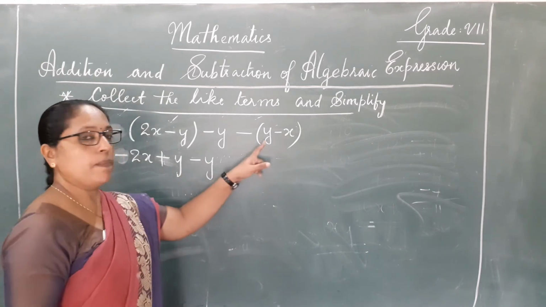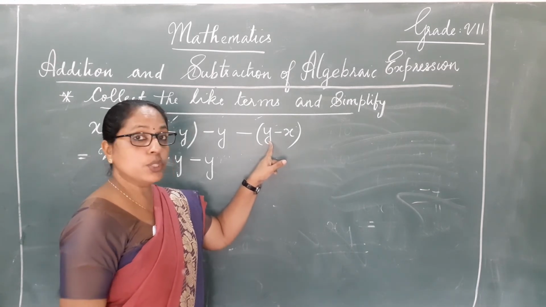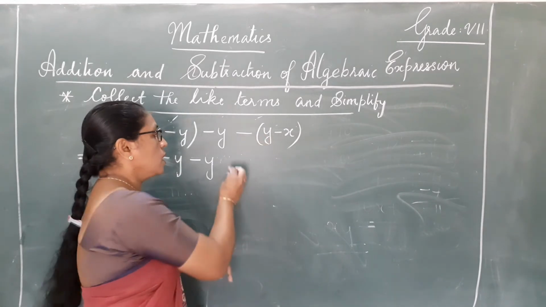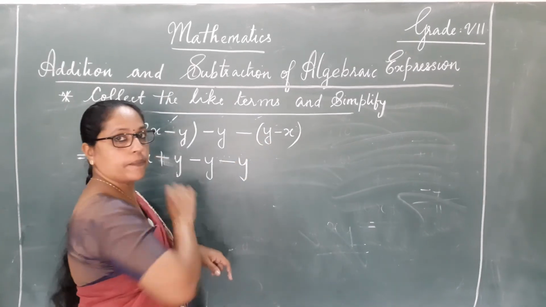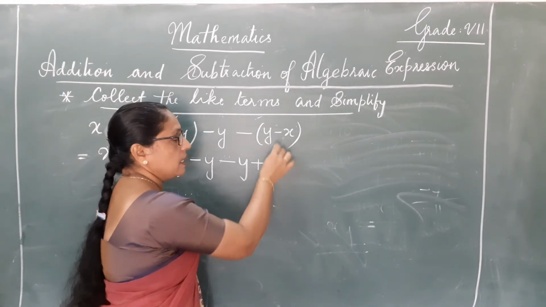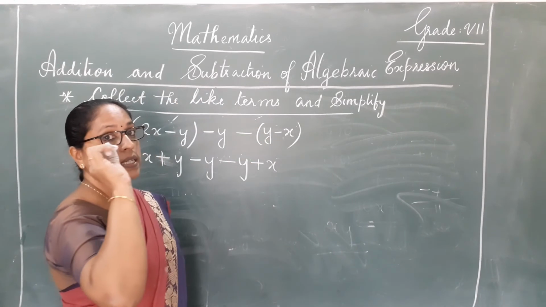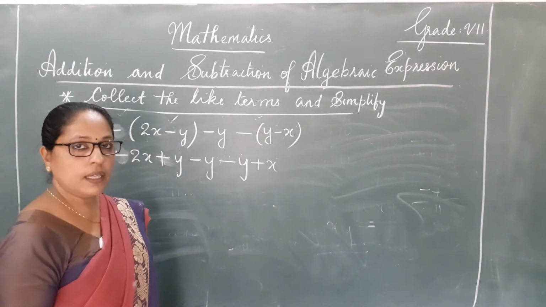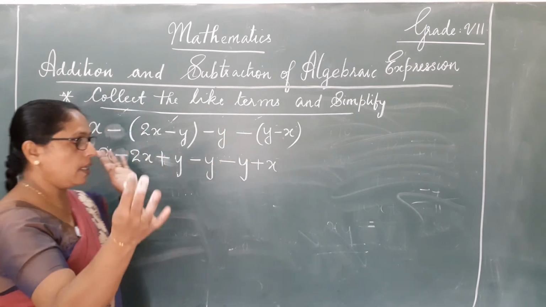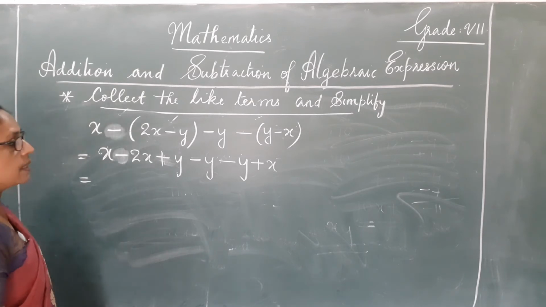Now here also we have to apply the same, because there is a bracket. Open the bracket and change the terms into additive inverse. Positive y becomes negative y. Negative x becomes positive x. This change has happened because in front of the bracket there is a negative sign. If it is an addition sign, it will never change. Now collect the like terms.